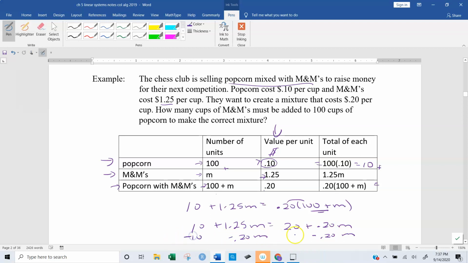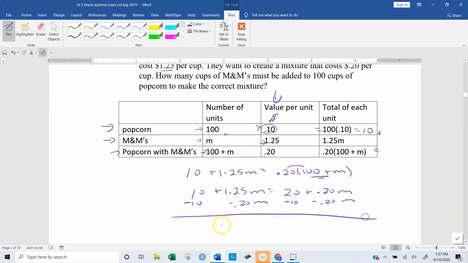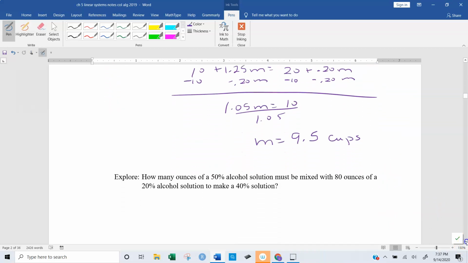Okay, let's subtract the 0.20m. Let's subtract the 10, move that to this side. So now we've got 1.05m equals 10. Divide by 1.05. And we have M&Ms equals 9.5 cups. So I need 9.5 cups of M&Ms to mix with my 100 cups of popcorn so I can sell them at a value of 20 cents each. What I'm going to sell them at, who knows? Probably 50 cents to $1. I need to make money, right?